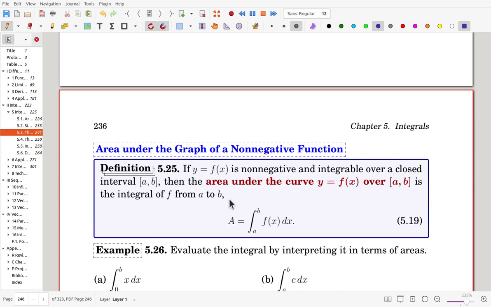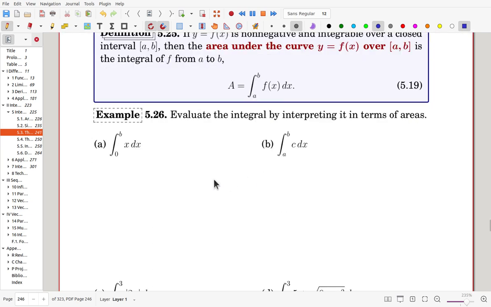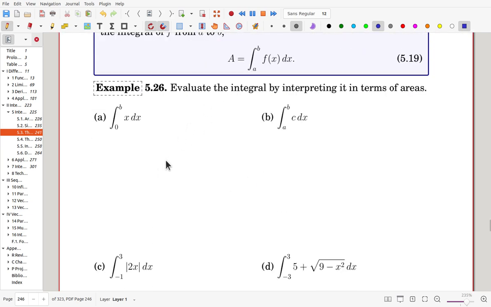Area under the graph of a non-negative function. If y equals f of x is non-negative and integrable over a closed interval a to b, then the area under the curve y equals f of x over the interval is the integral of f from a to b, and we can write it in this way. So this quantity will be the area under the curve.